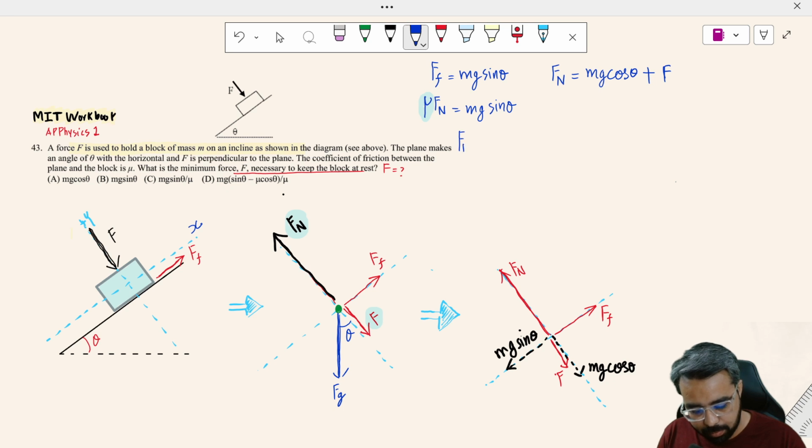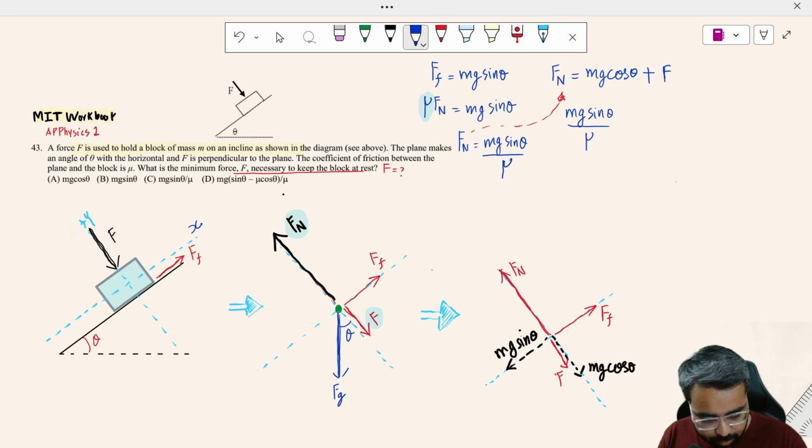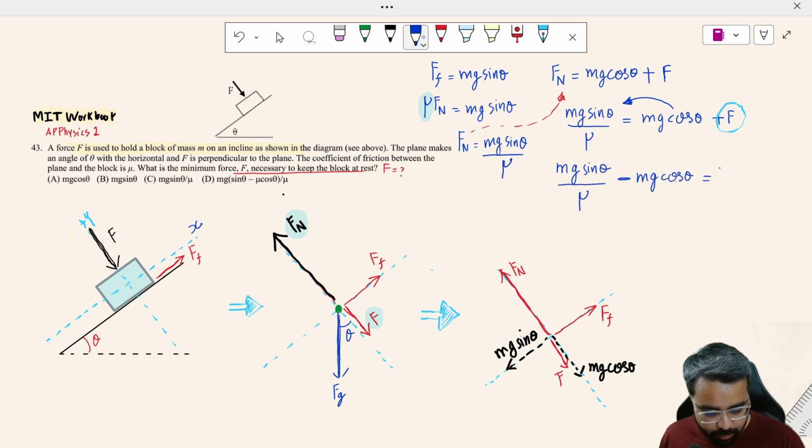So normal force must be equal to mg sine theta over the coefficient, and now we can plug this value here, and in that case we can find out the applied force. So it must be mg sine theta over mu is equal to mg cos theta plus applied force. You can take this factor to the other side because we want to find the applied force. So then it will become mg sine theta over mu minus mg cos theta is equal to F.